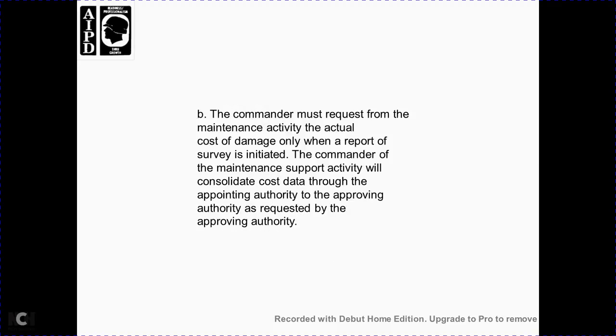The commander may request that the maintenance activity determine the actual cause of the damage only, with the report of survey included. The commander may support with the activity. It will consolidate the cause of the damage through the appointing authority, as required for the approving authority.